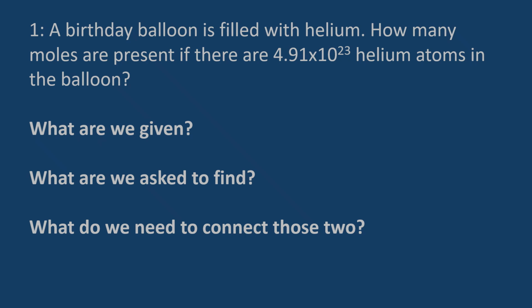Let's identify our three key pieces of information. First, what are we given? The question states that we have 4.91 times 10 to the 23rd atoms of helium. Next, what are we asked to find? We need to determine how many moles of helium are present.